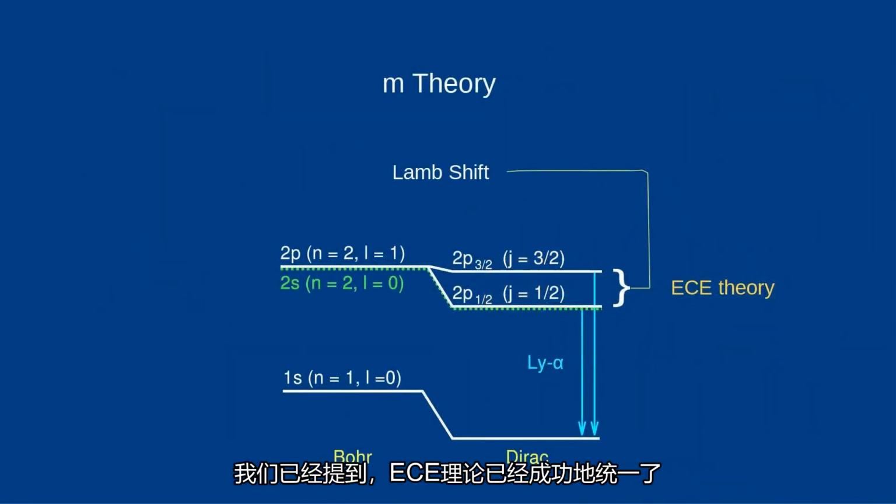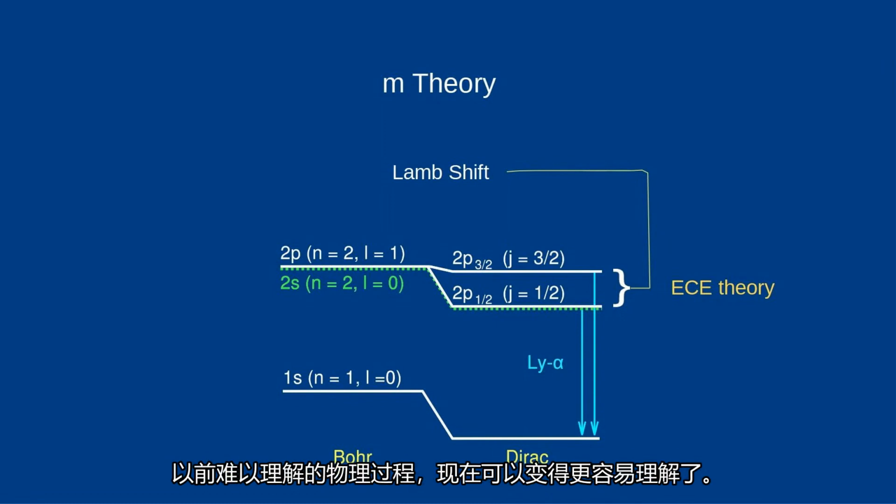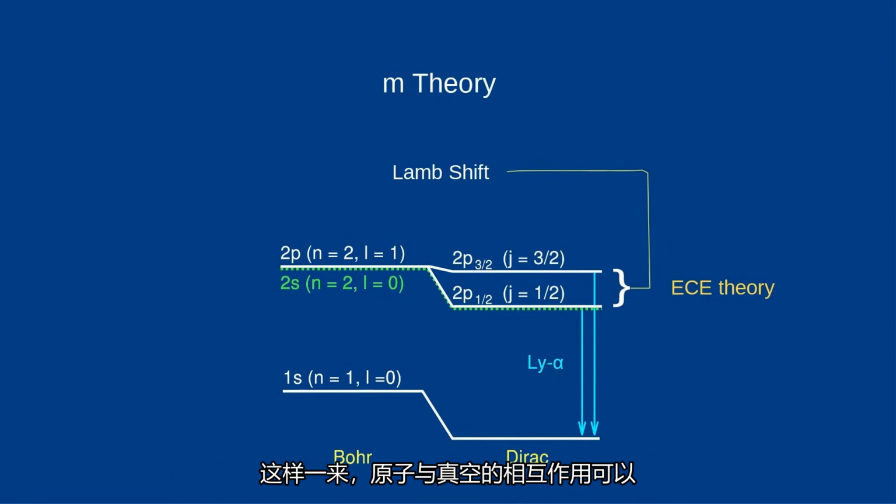We have already mentioned that ECE theory has succeeded in unifying quantum mechanics with general relativity. This can also be realized using M theory. The M theory describes the influences of the vacuum, that is spacetime, on matter. This results in corrections in the wave functions, and physical processes that were previously difficult to understand can now be made more comprehensible. In this way, the interactions of atoms with the vacuum can be easily explained.